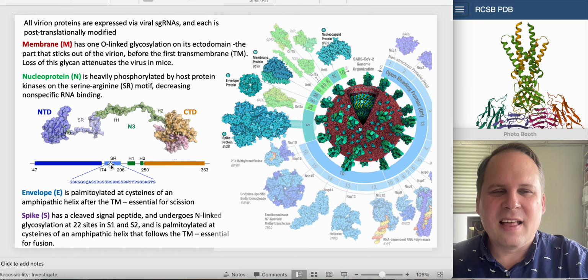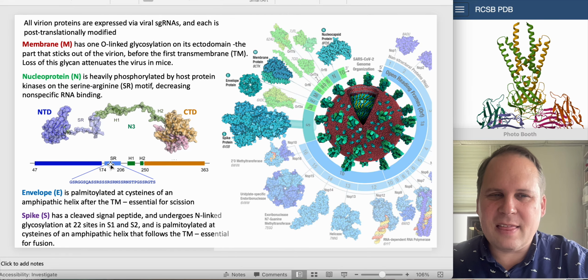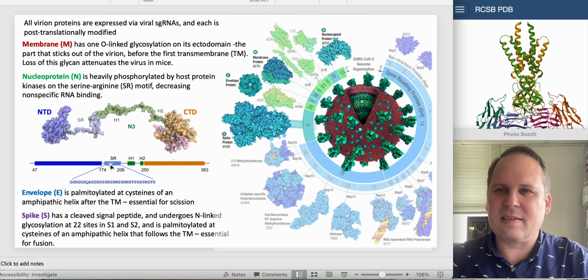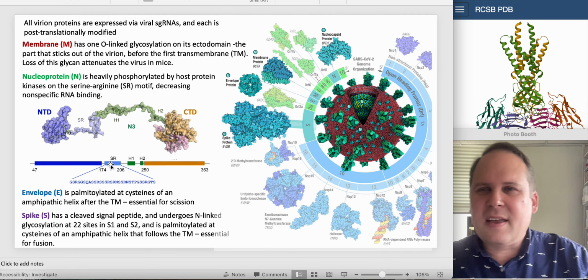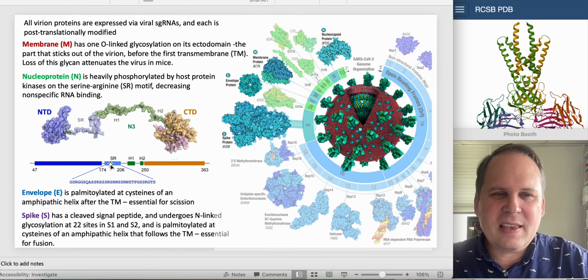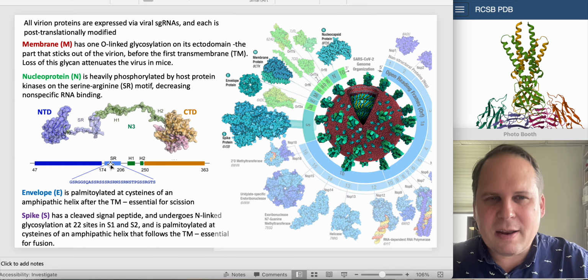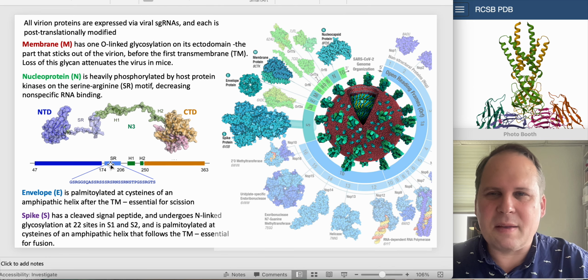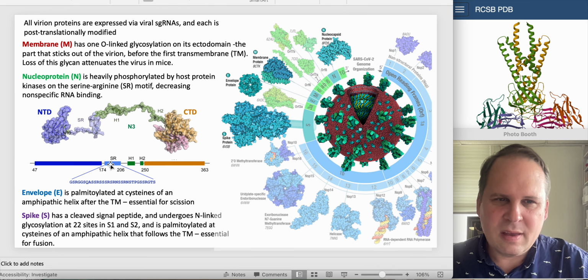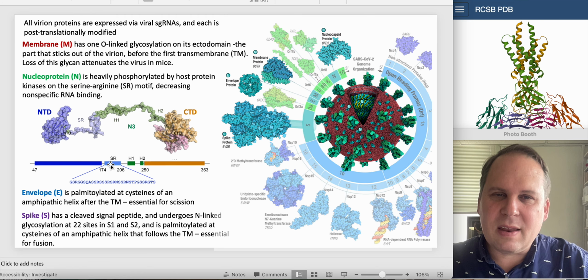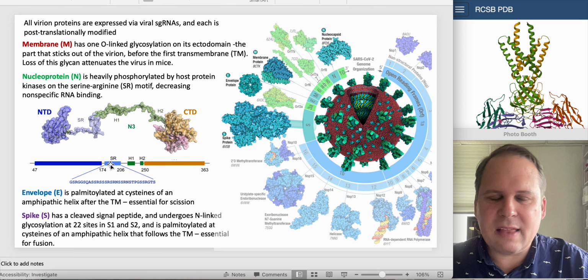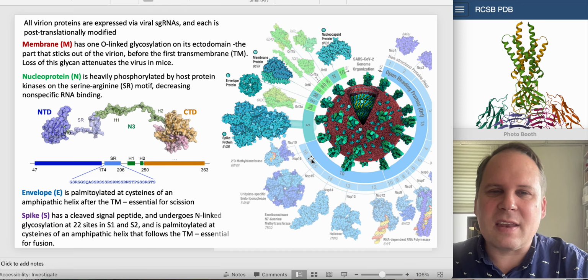All right, let's do a little more on the properties of these things. So let's talk membrane proteins and non-membrane proteins. How are they modified by the cell, and why are the modifications important? So the M protein has a little bit at the N-terminus, like the front of the protein, that actually is going to stick out of the virion.